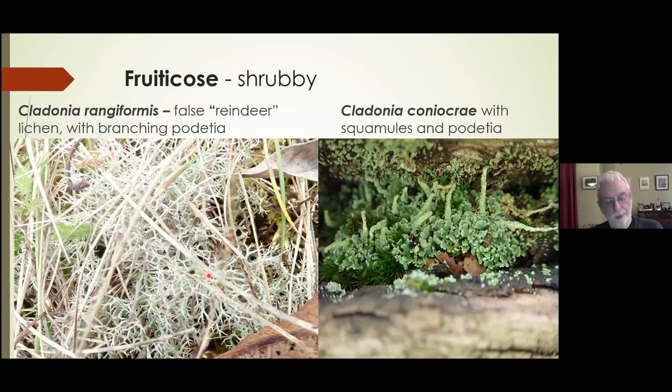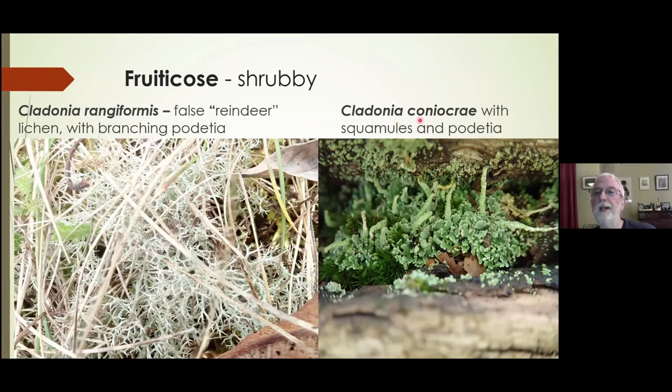Highly branched, and you find clumps of these in areas where terricolous lichens grow. And they start off from this sort of situation. Now, I don't think you could describe this as shrubby unless you're very small, but these podetia are radially symmetrical and they will grow out. This is quite a young one.